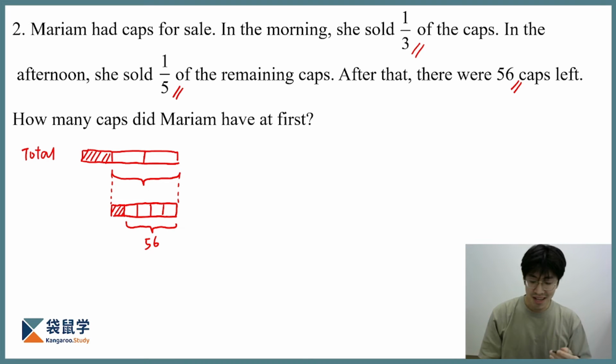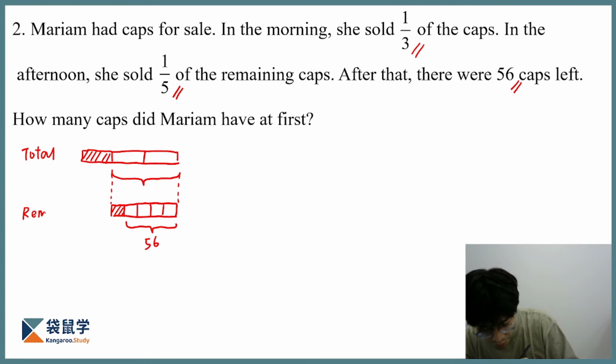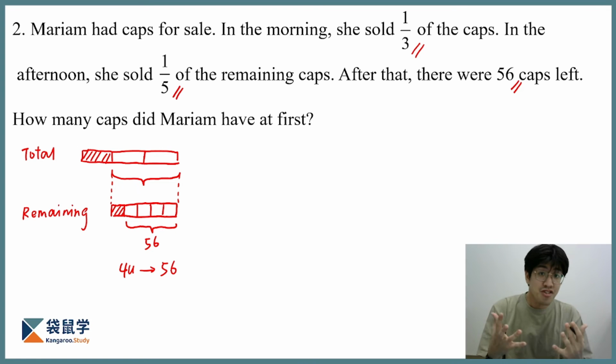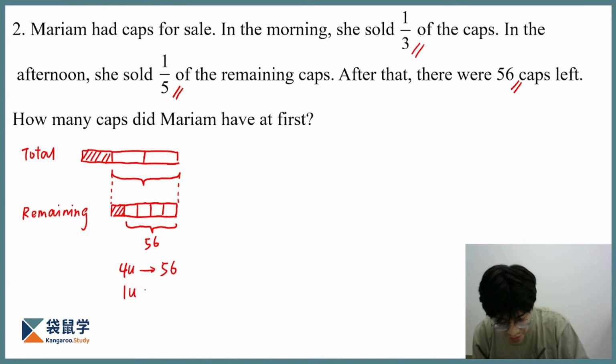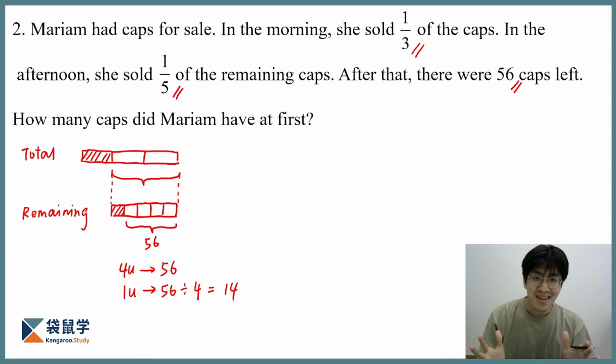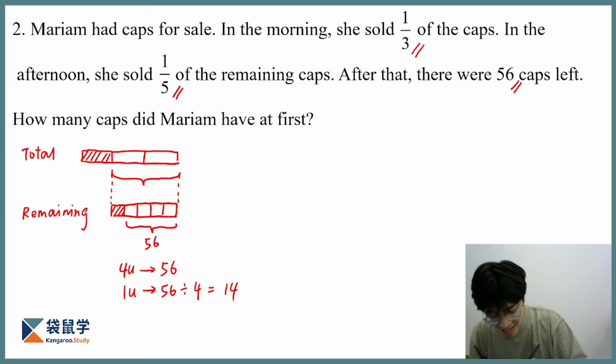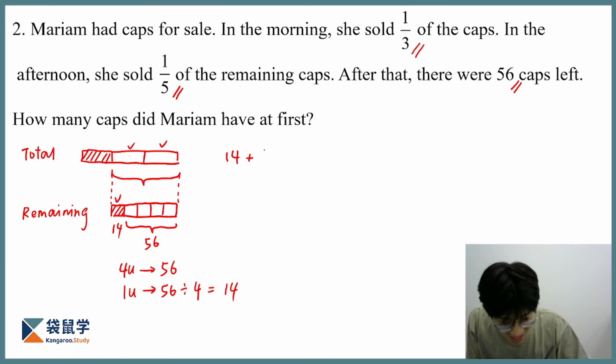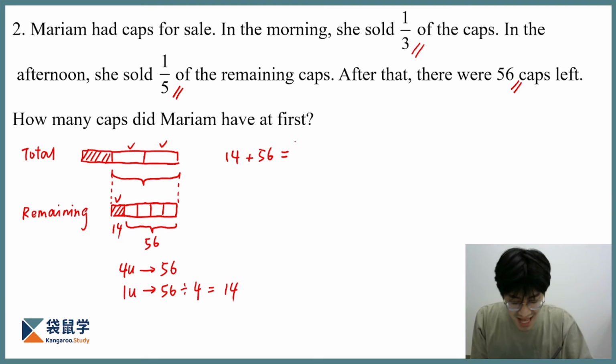So from here we can see that in the remaining model, 56 corresponds to 4 units, 4 parts. So naturally we can find out 1 unit to be 56 divided by 4 to get 14. And now we have already solved this problem if you haven't noticed. With 4 parts equals 56, then what is this part over here? 14. And what are these 2 parts over here? 14 plus 56, which gives us 70.